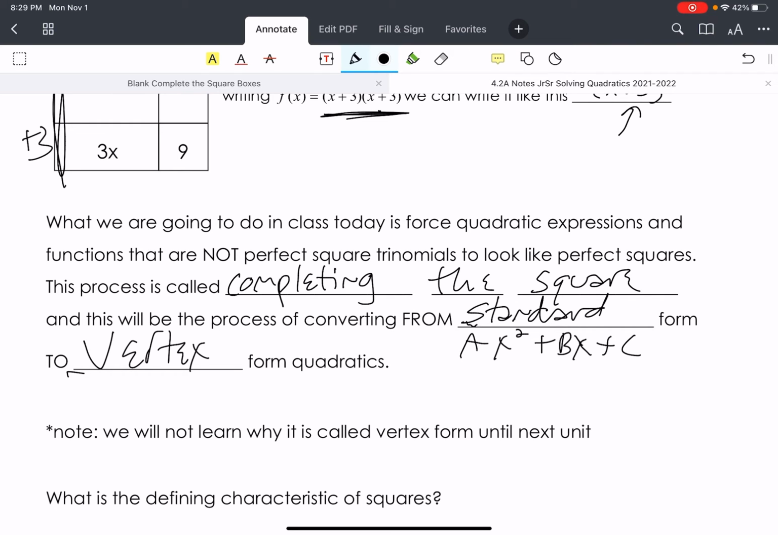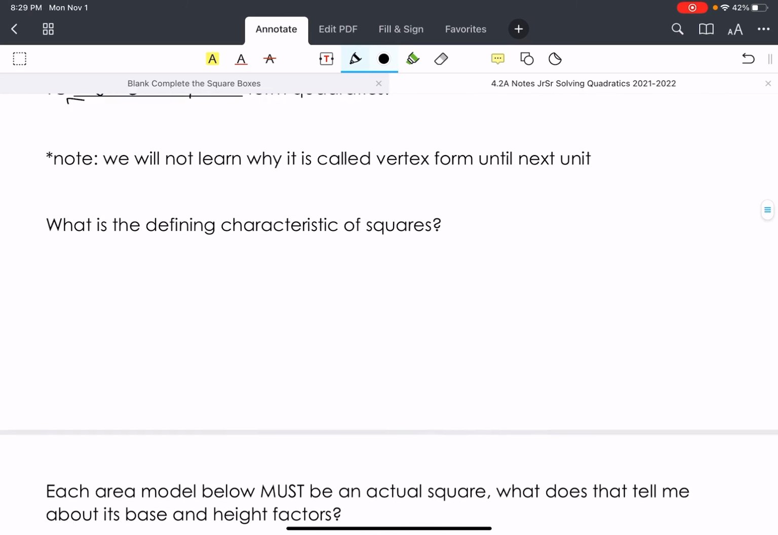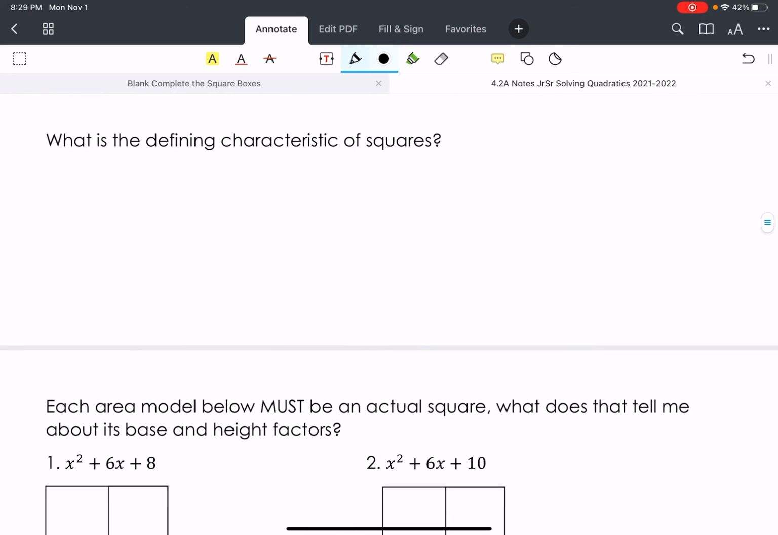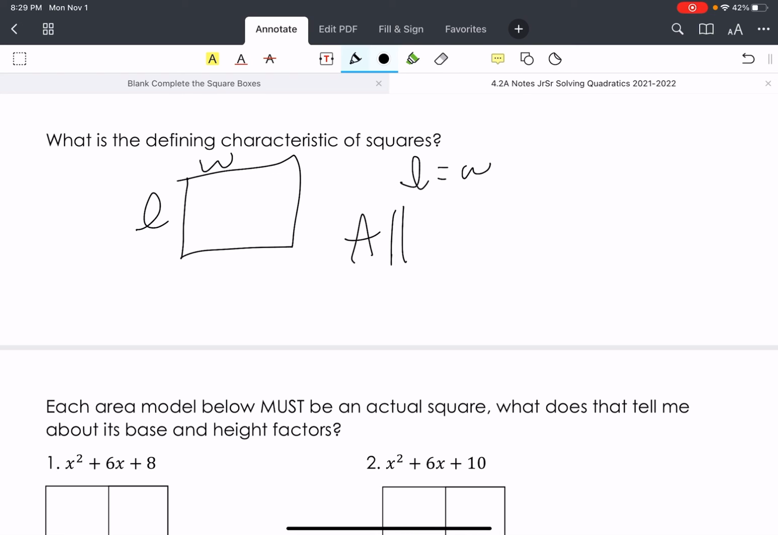Okay. What is the defining characteristic of a square? Well, I know that on a square, right, my length and my width is the same. All sides the same. So keep that in mind as we go through these first examples.